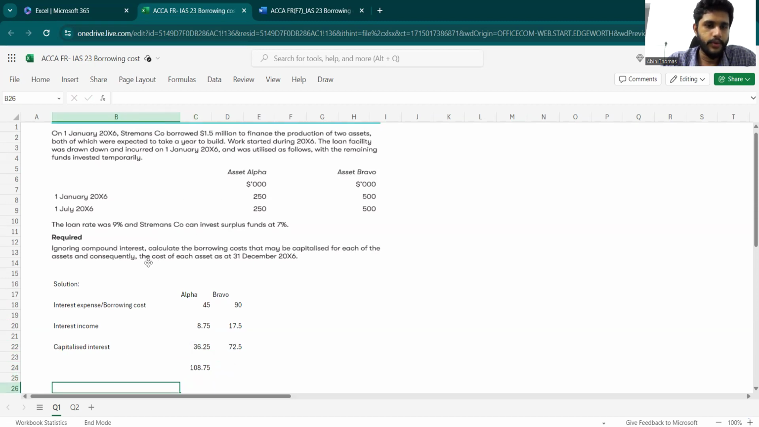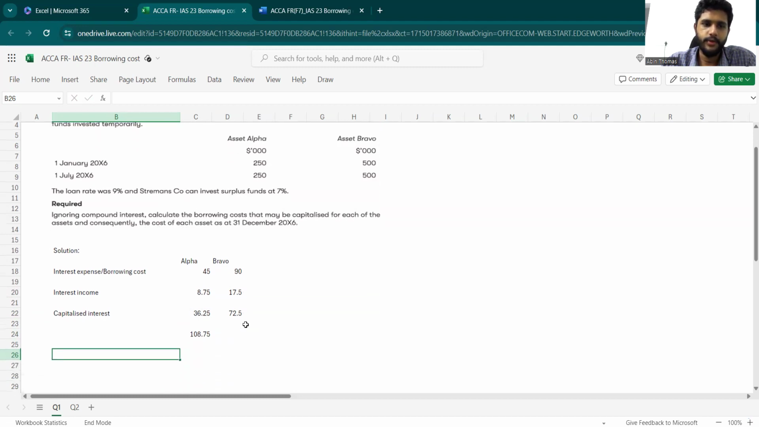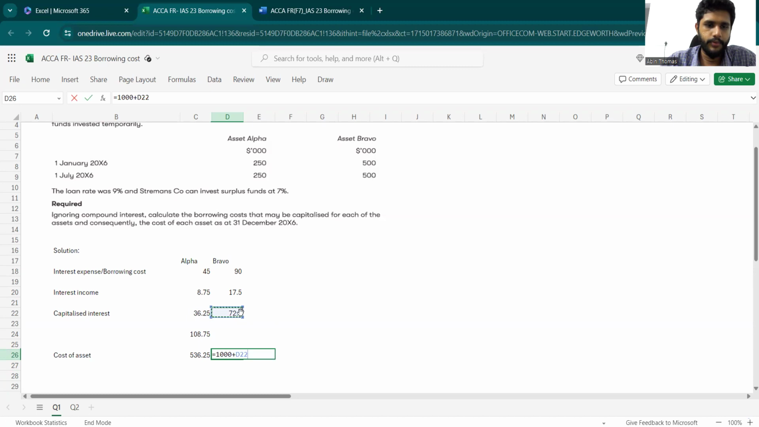They are asking the cost of each asset at 31st December 20x6. So what is the investment amount? The cost of the asset will be, for Alpha 250 plus 250, that is 500, plus the interest expense that can be capitalized, 36.25, that is 536.25. Then for Bravo we will have 500 plus 500, that is 1000, plus 72.5.